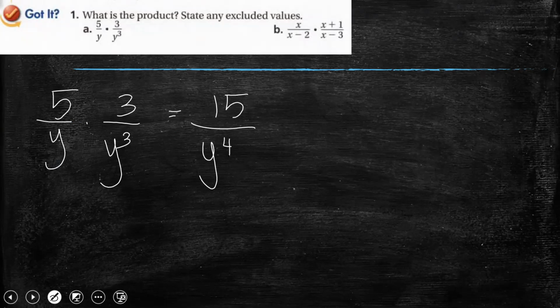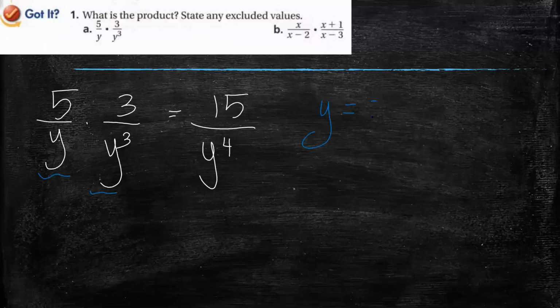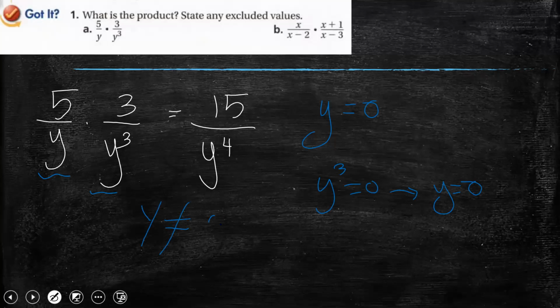Now let's state any excluded values. We have to look at the first denominator and the second denominator. What is the first denominator? y. Let's find the zeros of the denominators. So y is 0, and y cubed is 0, so y will be 0. So the excluded values, or the values that you can apply, are all the values except y equals 0.